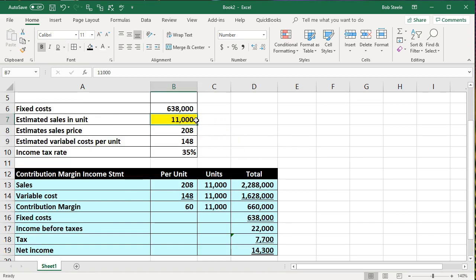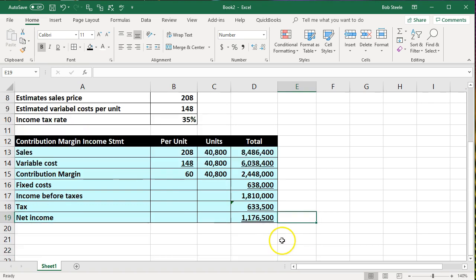So if I said, okay, let's put this back to the 40,800. There's our numbers here. What if I want to see side by side what would be the net income with the 40,800 compared to something else? Well, we could do a similar calculation.